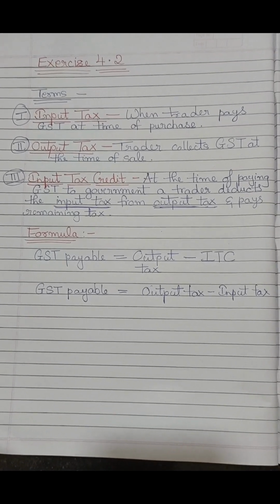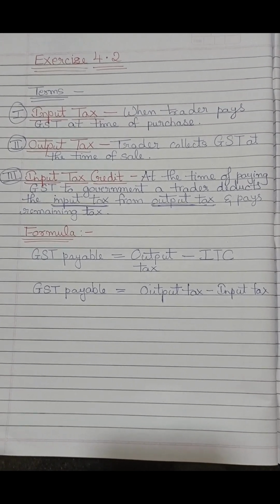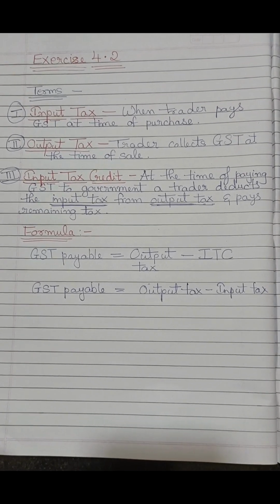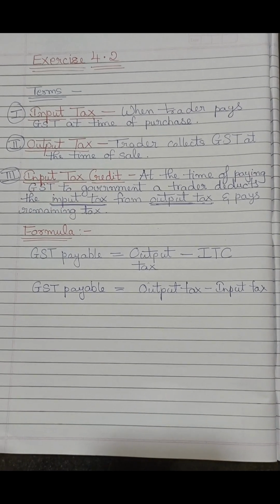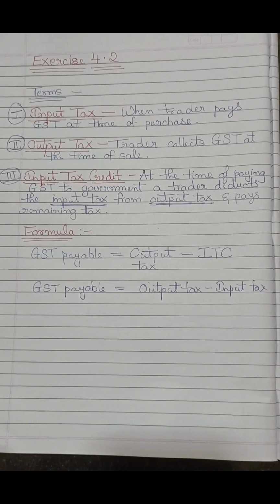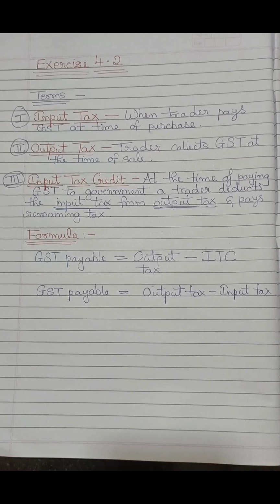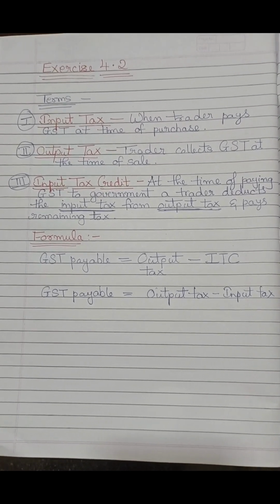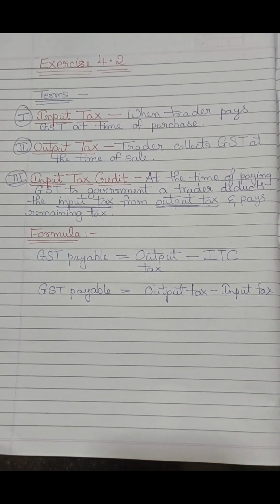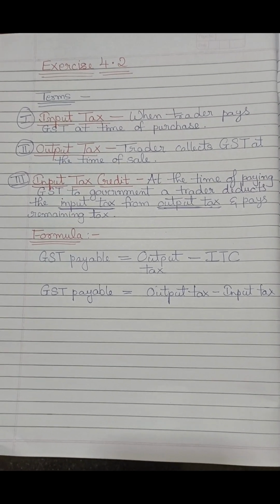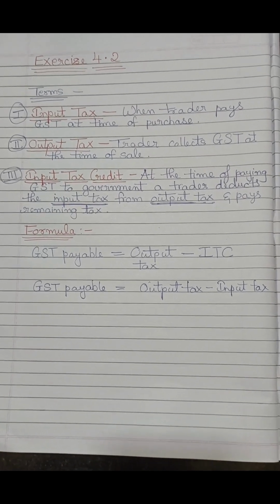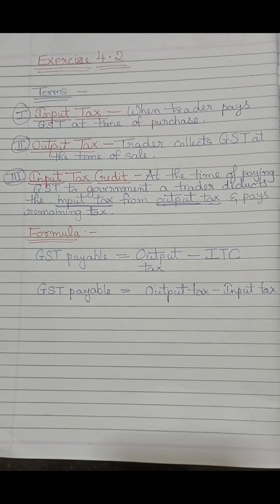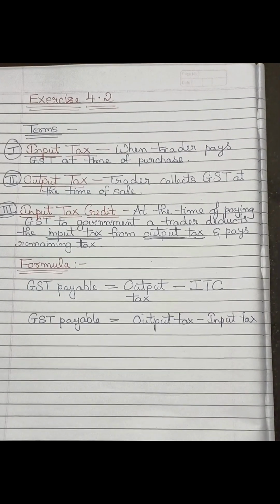Let's see what is tax credit. At the time of paying the GST to the government, the trader or the shopkeeper deducts the tax he paid, which is the input tax, from the tax you have paid, that is the output tax. And that remaining tax is called input tax credit.